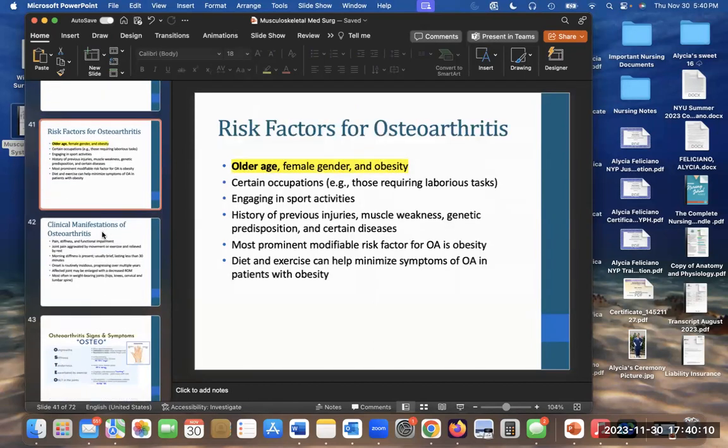Now, risk factors include, remember, old age. It's caused by advanced age. We also want to look at someone who has a history of a lot of injuries and muscle weakness, or even a genetic predisposition would put them more at risk, especially if they have an occupation with very strenuous work. They could have osteoarthritis. And obesity is one of the most predominant risk factors for osteoarthritis. You could think osteoarthritis, obesity, and diet and exercise changes to help if they are obese.